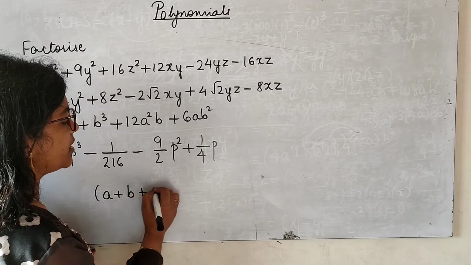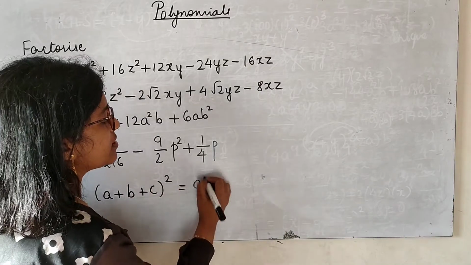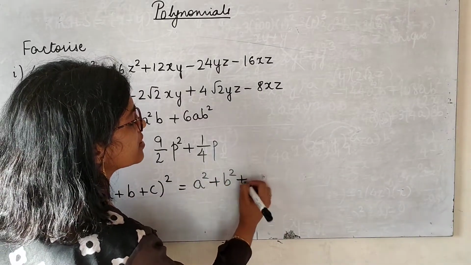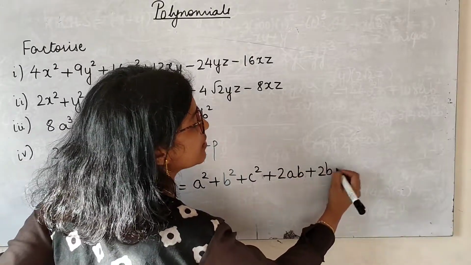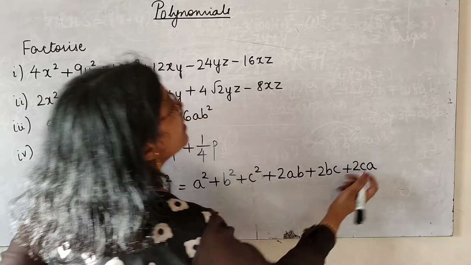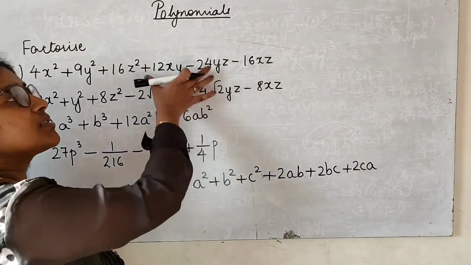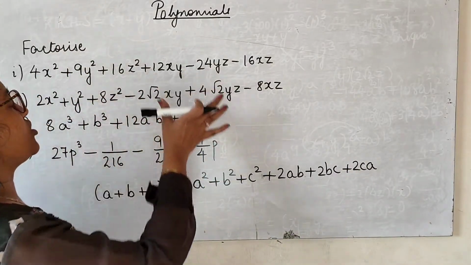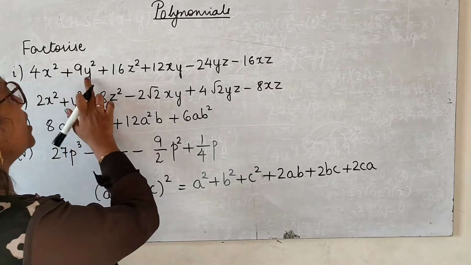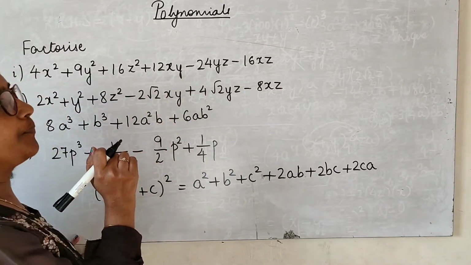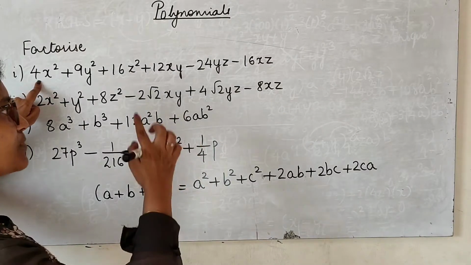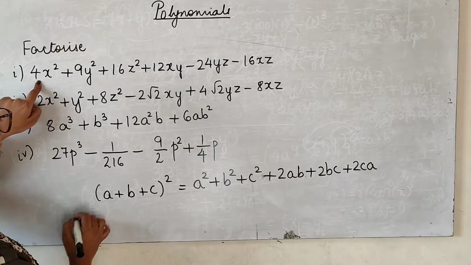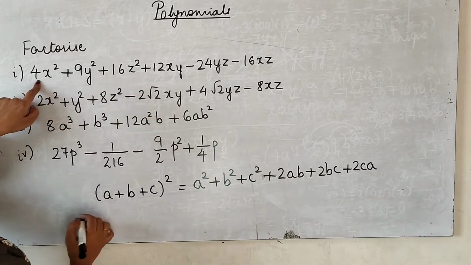A plus B plus C the whole square is A square plus B square plus C square plus 2AB plus 2BC plus 2CA. So when you relate this to the given question, you will see that there are 3 terms which are perfect square. So first let's write this as a whole square. So I am starting with the right hand side. I mean this one. Okay, I'll relate this.